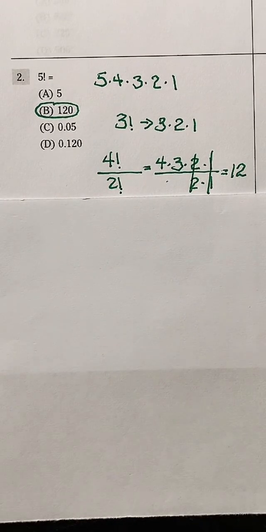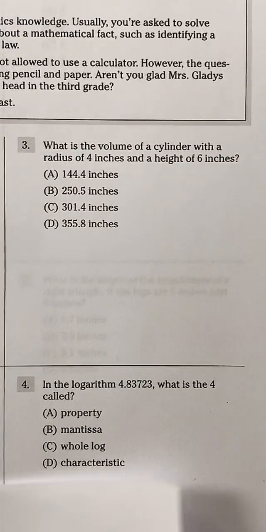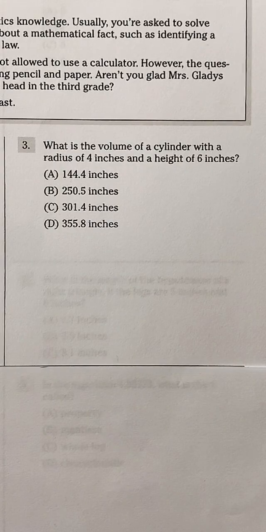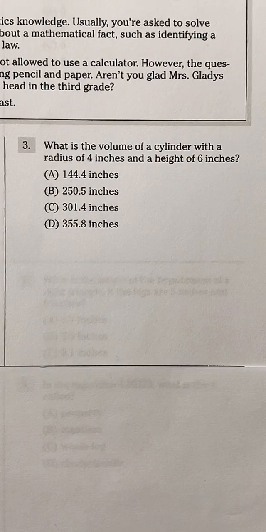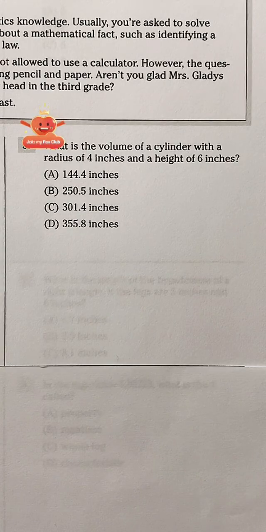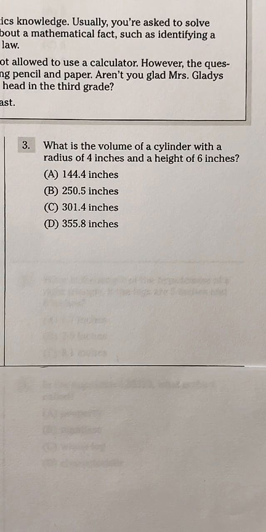Okay. All right. So now, let's take a look at number 3. What is the volume of a cylinder with a radius of 4 inches and a height of 6 inches? Is it A, 144.4 inches, B, 250.5 inches, C, 301.4 inches, or D, 355.8 inches?